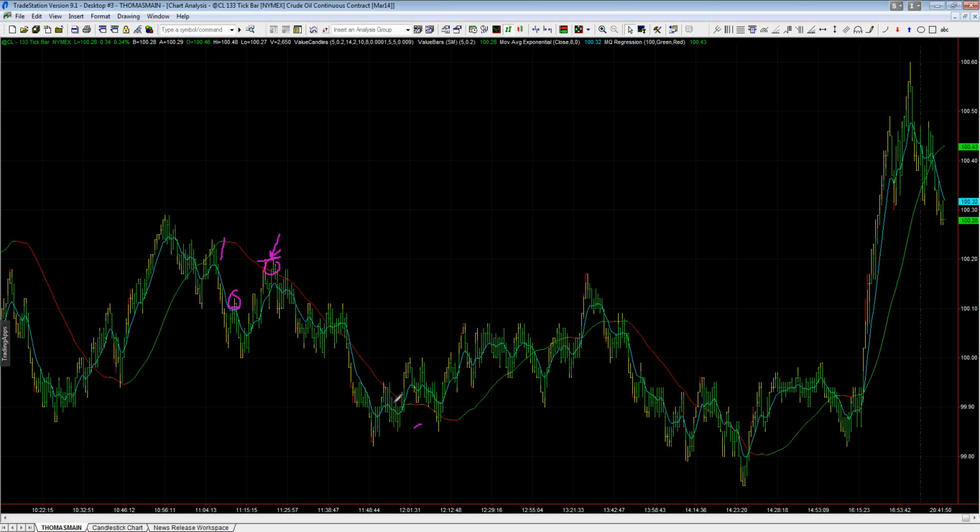TOS can use any value 133 tick and higher. I don't know why they limit it to 133, but there you go.